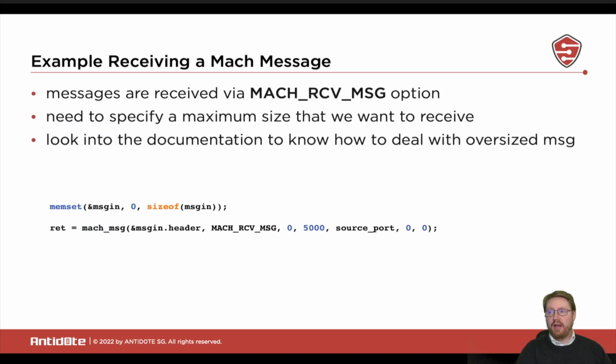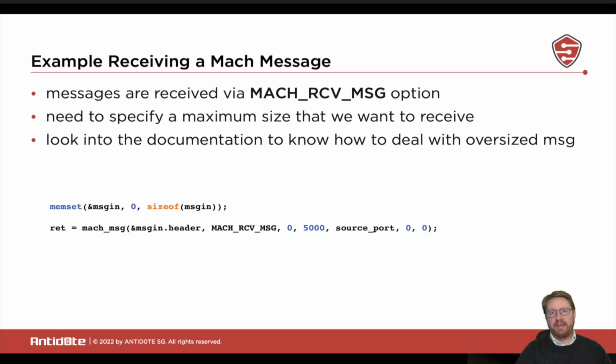Yeah, so now how do you receive a Mach message again? You can do this by basically telling the system to receive the message. You have no ports to send something to. You have no bytes to send. You have a buffer of 5,000 for the incoming message. You have a source port to read the message from. You have no timeout, and you have no notify. And then you basically read the whole message, up to 5,000 bytes, into the message buffer.